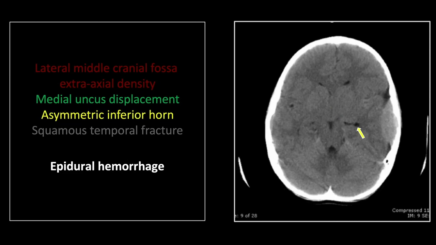Note also the elevation, dilation, and distortion of the inferior horn of the left lateral ventricle. That can be a very useful indicator of the presence of extraaxial mass effect and has been the first finding I've identified in many more subtle epidural hemorrhages.